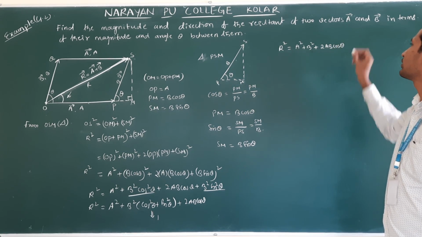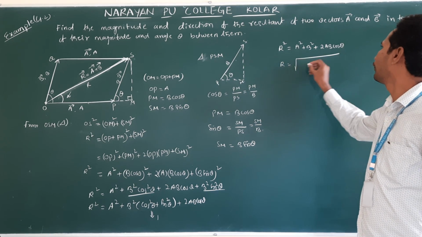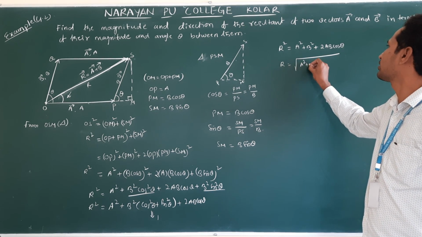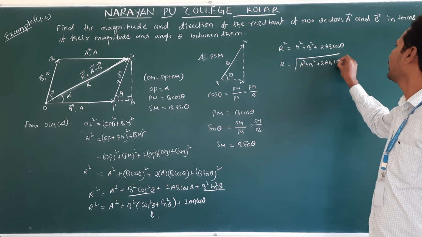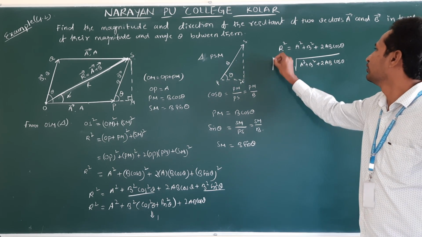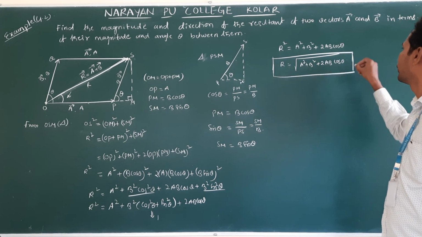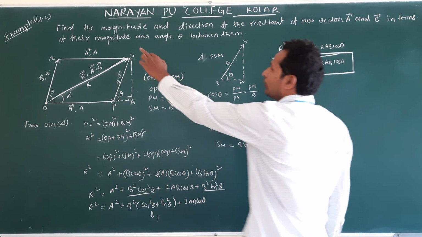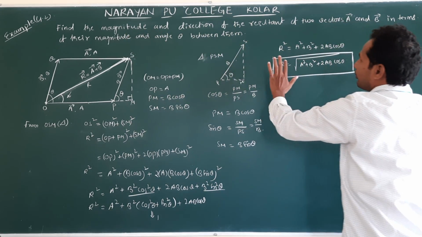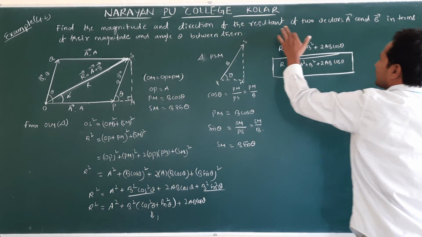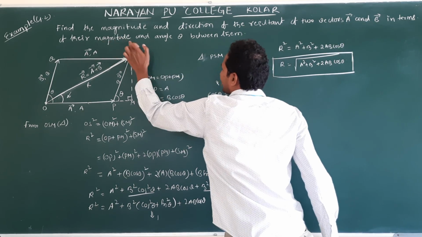2AB cos theta. Then R is equal to the square root of A squared plus B squared plus 2AB cos theta. This is the required formula. Find the magnitude and direction. First we calculated the magnitude and direction of the resultant of two vectors A and B in terms of their magnitudes.